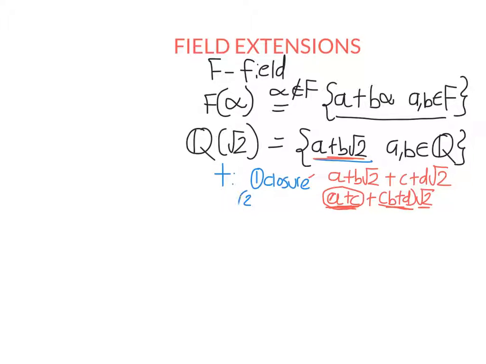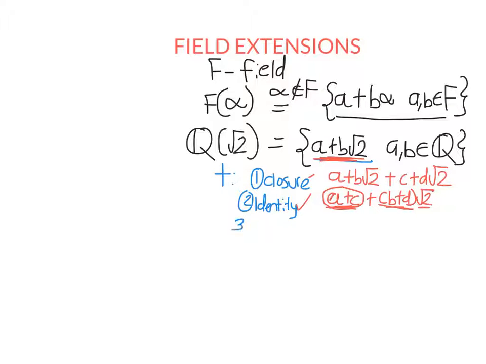Secondly, we're going to look at the additive identity. Well, that's clearly still there. The additive identity 0 is in this field extension. It's just 0 + 0·root 2. That's an element of this. All of the rational numbers are still there, including 0.